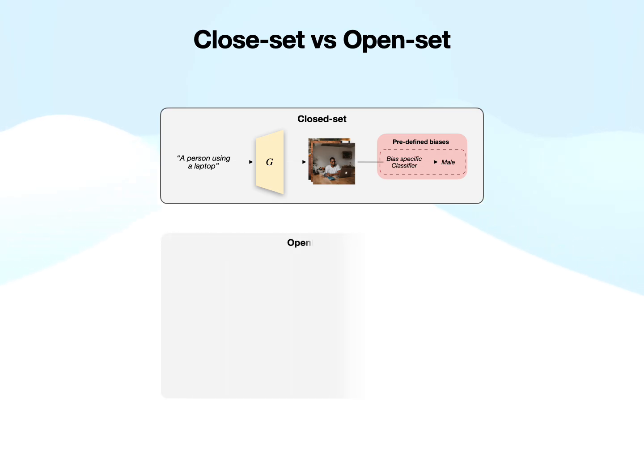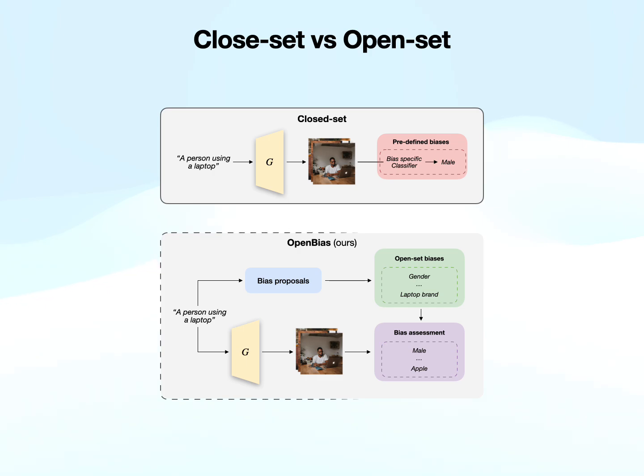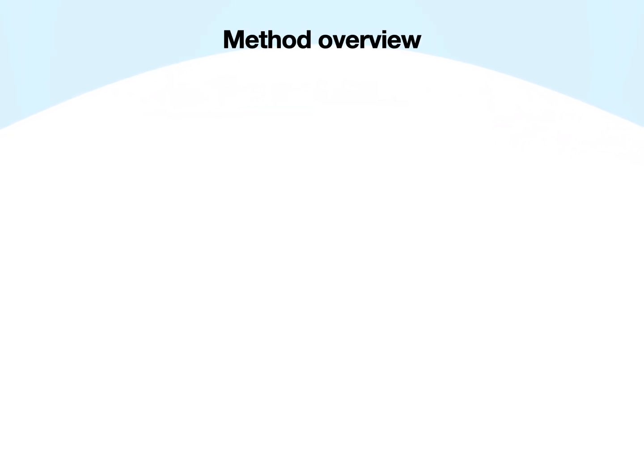In OpenBias, we address this problem in an open set fashion. Starting from the same prompt and generated images, we design a bias proposal module that can propose biases without needing to predefine them. Next, we assess the presence of the proposed biases using vision question answering, removing the need for a domain-specific classifier for each bias. This approach is open set, as it does not rely on a predefined list of biases, and it does not require bias-specific classifiers for assessing the biases.